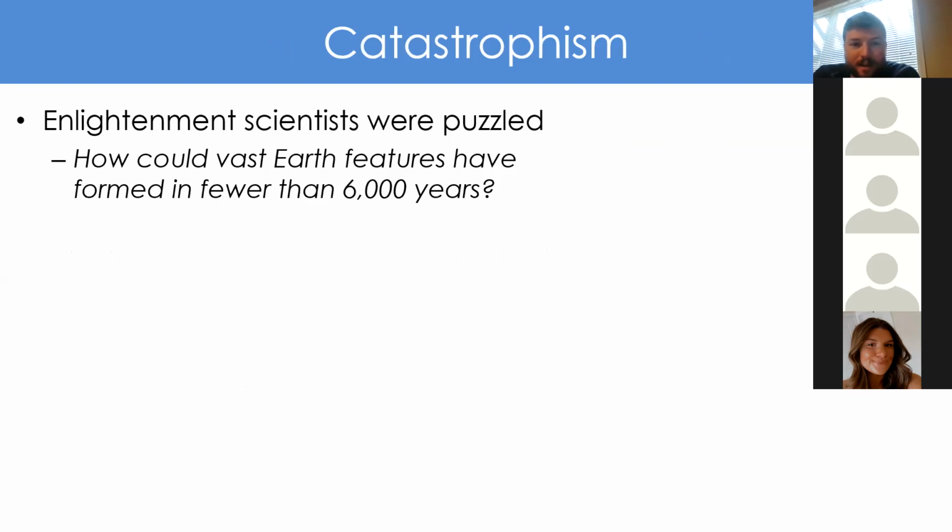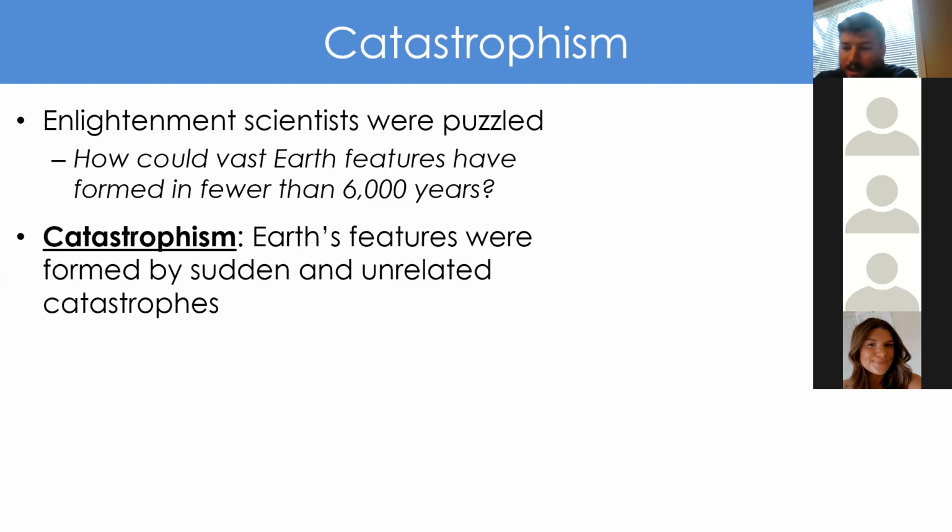They thought that the Earth was 6,000 years old. How could we have so much change in 6,000 years? How could we have volcanic ranges, mountain ranges, big oceans opening up, large bodies of water? How could we have great vast canyons on the Earth's surface just in 6,000 years? So enter Cuvier and catastrophism.